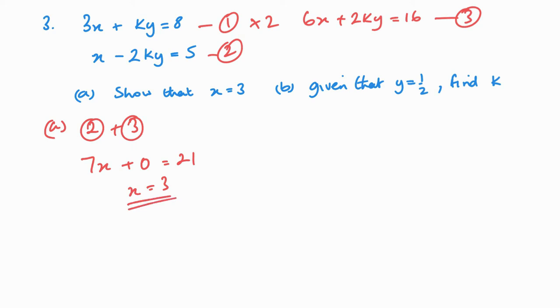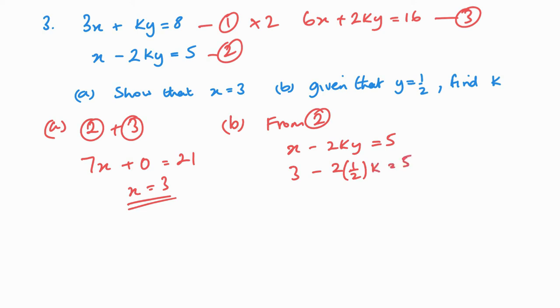Now part B then tells us that y is a half. So if I start from equation 1, or even from equation 2, doesn't really matter. I can go from equation 2. Again, doesn't matter. So x is 3, so we had x minus 2ky equals 5. X is 3, y is a half. So we got 3 minus k equals 5. The k is going to be negative 2.